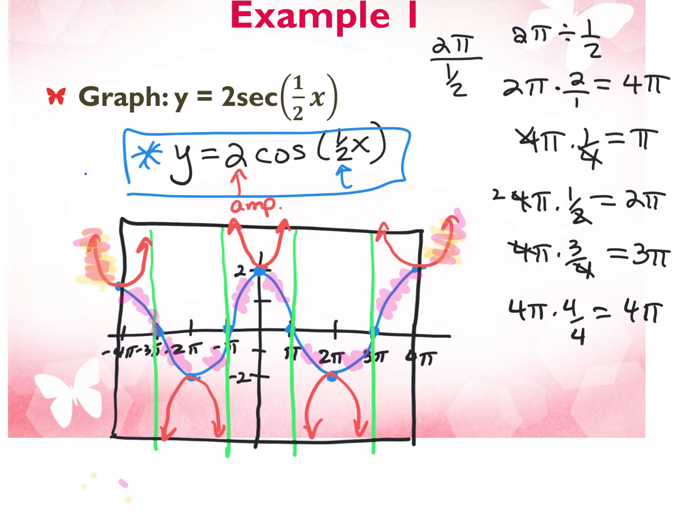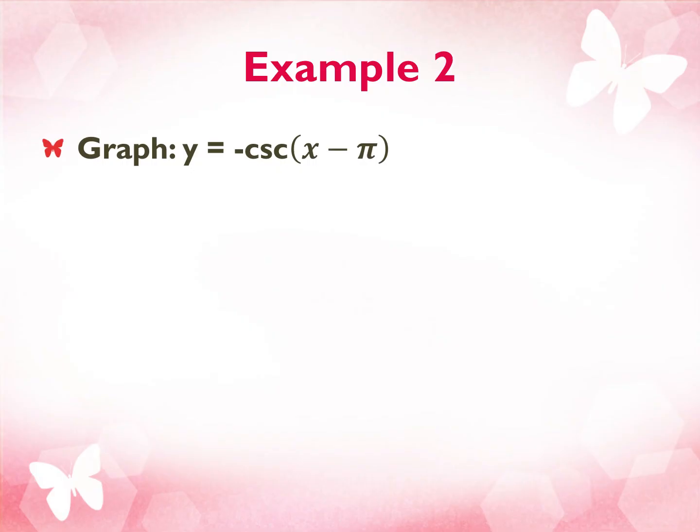Now let's do a reciprocal of sine. Let's do a cosecant graph. So what we're going to originally graph is going to be y equals the reciprocal, so negative sine of x minus pi. Now this one's got a phase shift, so at least we can get an example where we're shifting it to the left or the right.